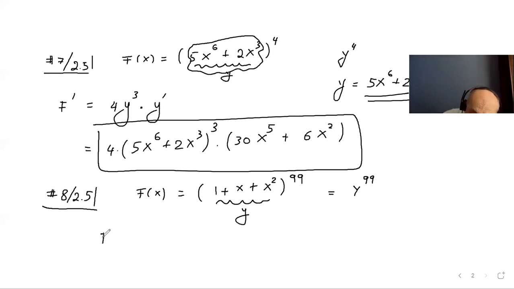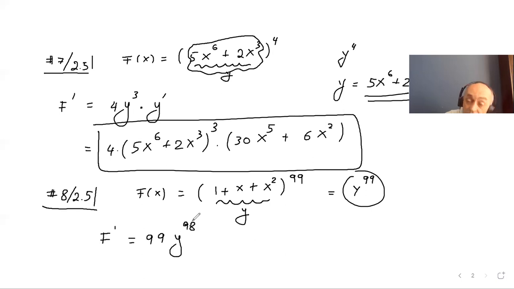The final answer should be still in x. So when you do the derivative, folks, f prime is going to be the derivative of y to the 99, which is 99y to the 98, right? And then times, and I'm going to say times y prime, because that's what the chain rule tells me that I have to do. So I'm kind of paving the road for implicit differentiation. We'll do that in implicit differentiation as well. So this is f prime, folks.